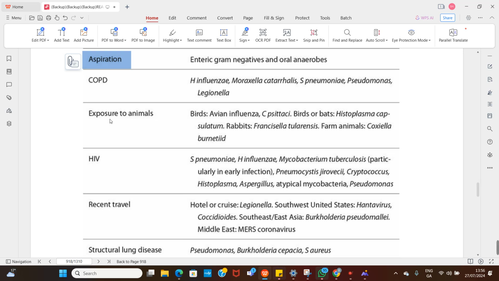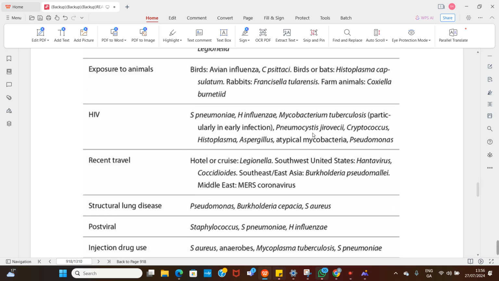Good. Exposure to animals. Think about the birds. Avian influenza can come from birds. Chlamydophila psittaci can come from birds. People that get exposed to bird and bat droppings can develop histoplasmosis. Rabbits, Francisella. Coxiella burnetii in farm animals, particularly people that butcher them, Coxiella burnetii.